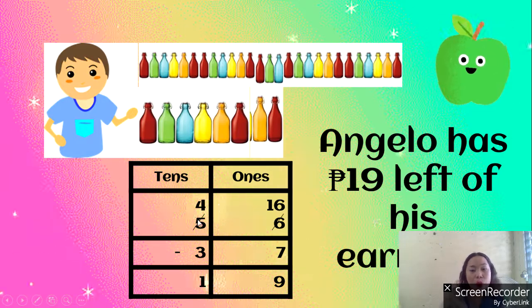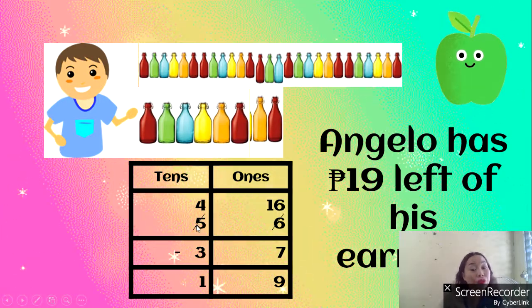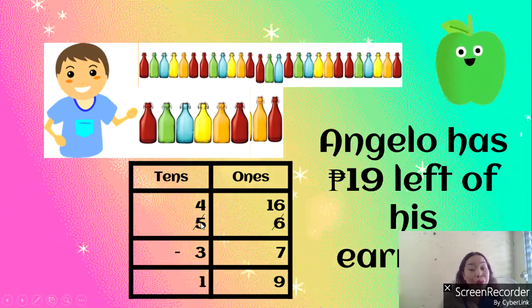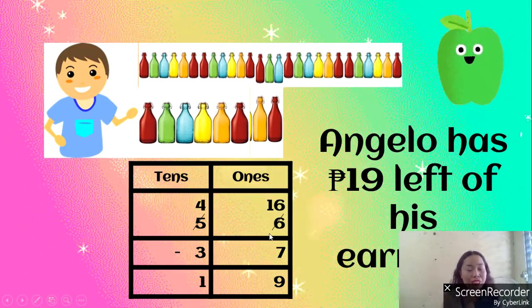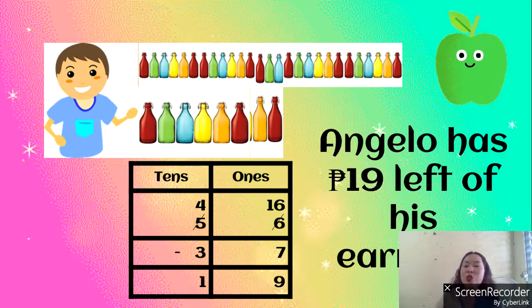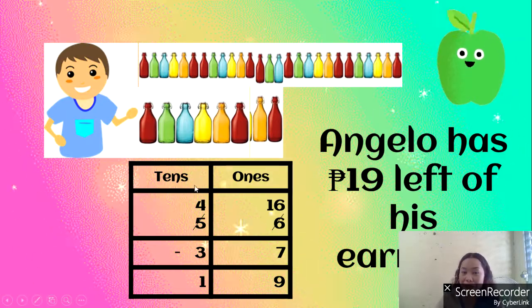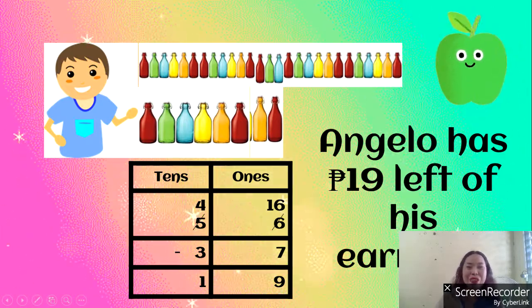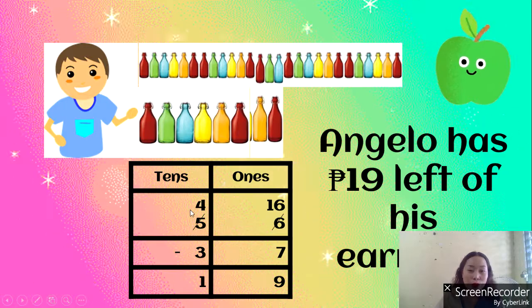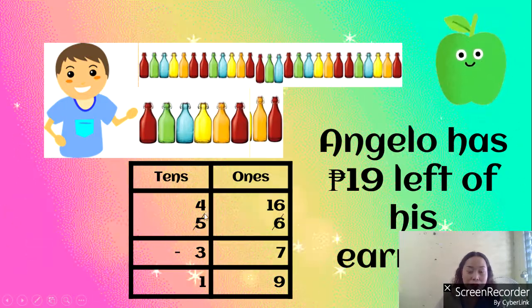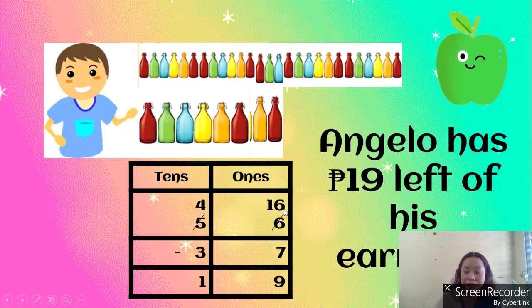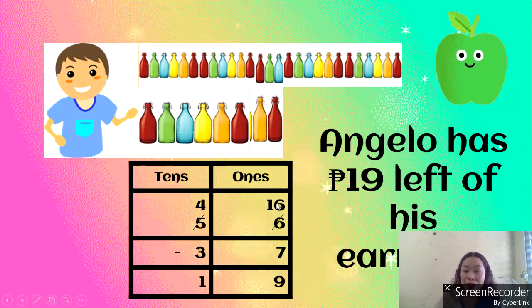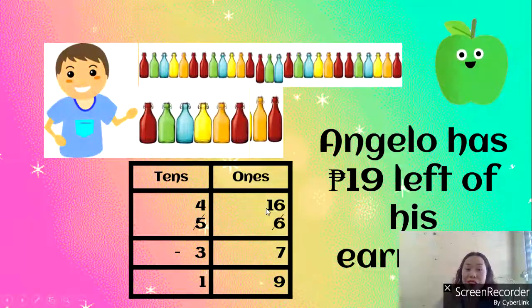Okay? So, babawasan natin si 5 dito, si 5 tenths ng 10. Idadagdag natin kay 6 dito sa kabila. So, si 6 ay magiging 16 na siya. So, matitira na lang dito sa kabila ay 4 tenths na lang. Okay? So, 4 cross out 5 kasi binawas natin si 10. We added 10 here from 6 ones. That's why it becomes 16 ones.